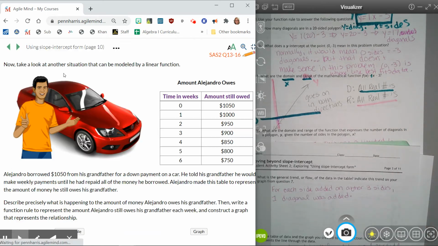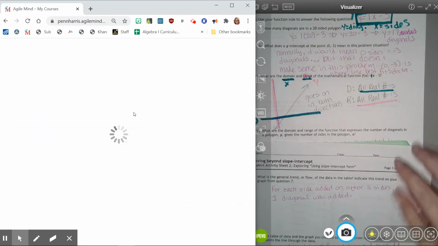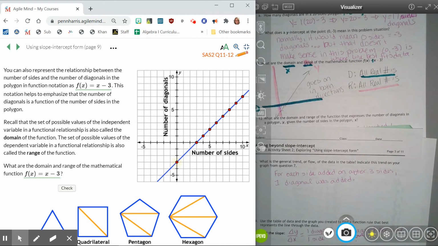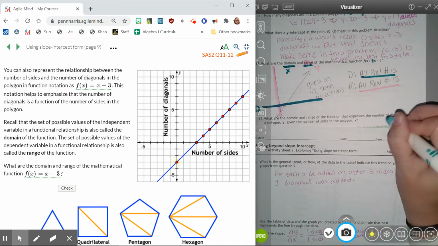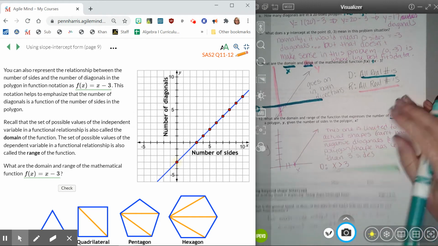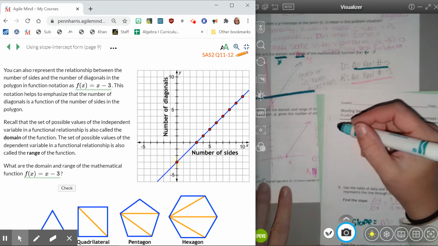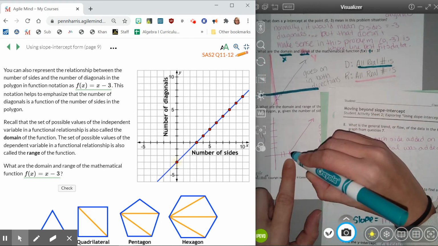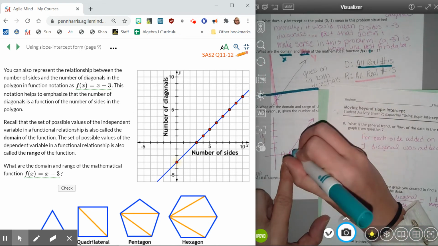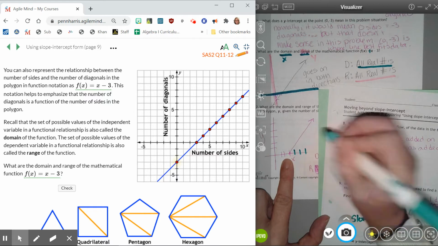Oh, going too far. So now they want to know what's the domain and the range of the function with our diagonal problem. Okay. So if we look at our actual problem that we had created here, remember we started at 3 sides with a triangle and we went to 4 sides, 5 sides, 6 sides, and so on and so forth. Our domain and range is a little bit different.